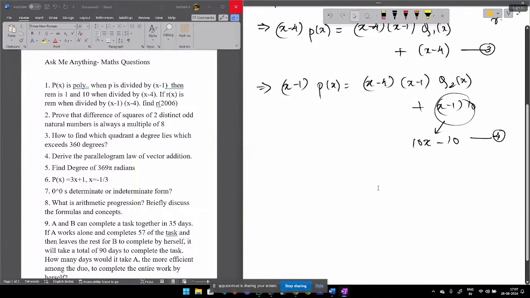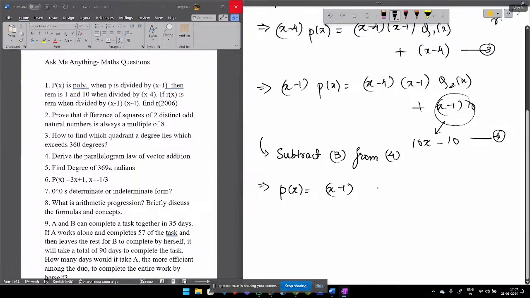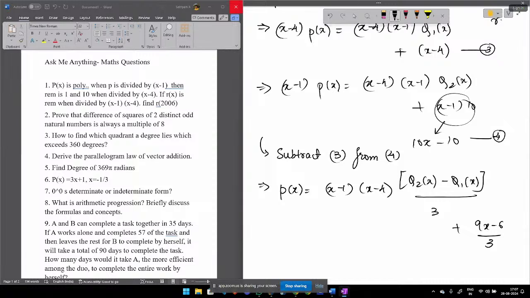We'll move forward. Okay, so what we have to do next step is we'll subtract these two equations. We'll subtract equation number 3 from equation number 4. Okay, so what will we get? We'll get P of x is equal to x minus 1 into x minus 4 into Q2 of x minus Q1 of x, upon 3, plus 9x minus 6 upon 3. Okay, in this step we have to pay a little attention.